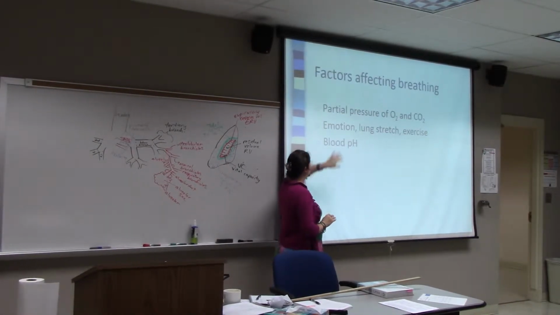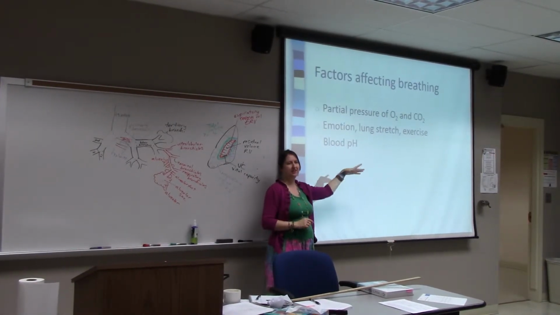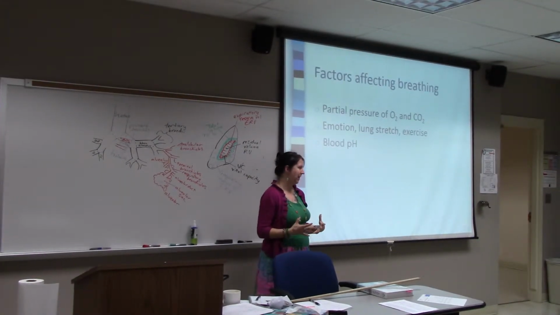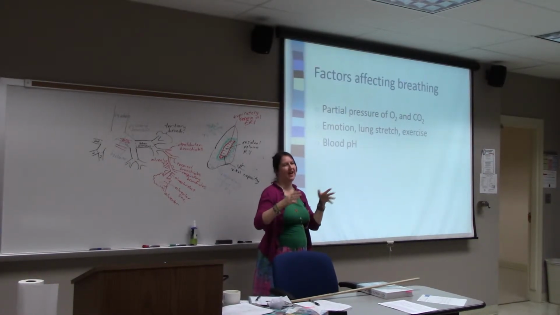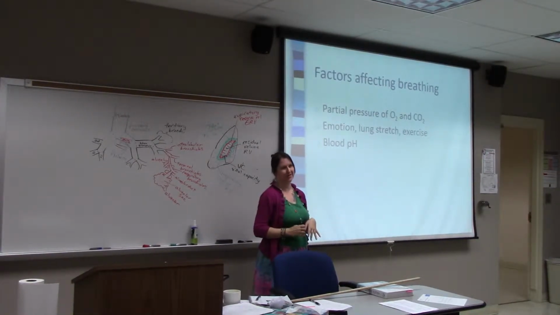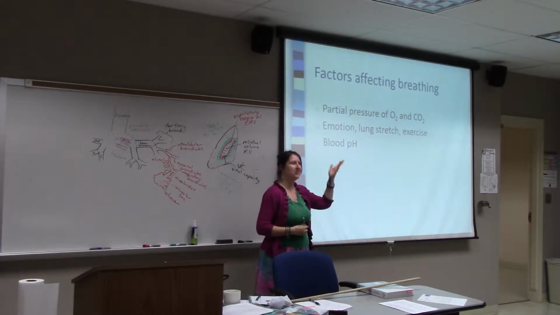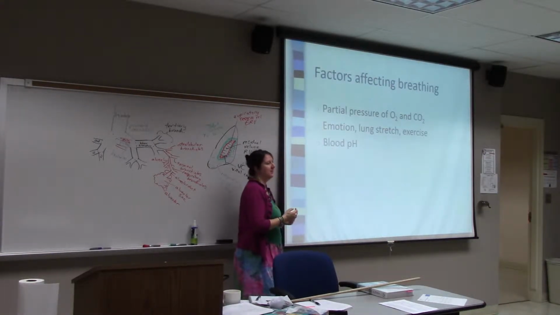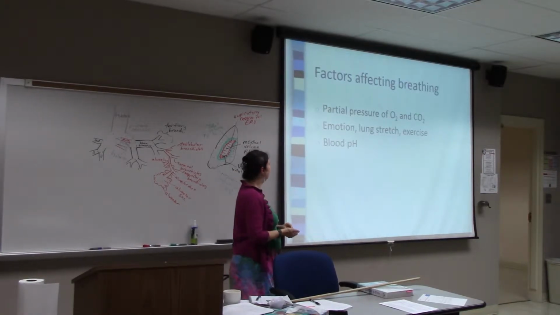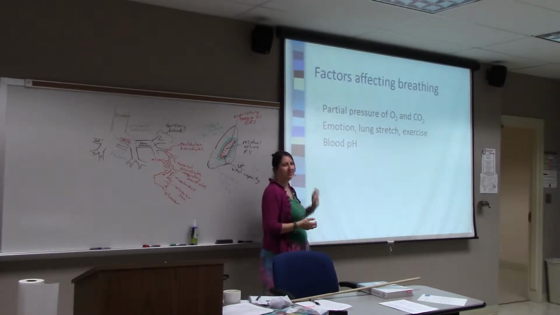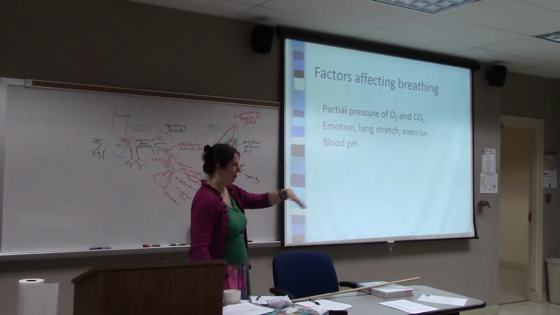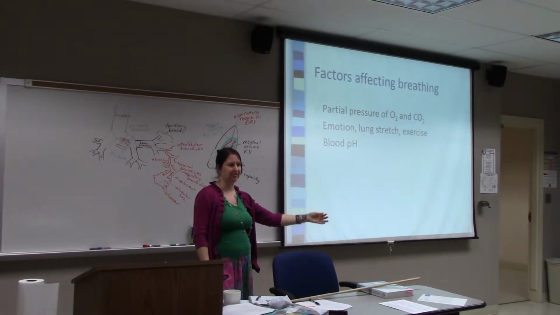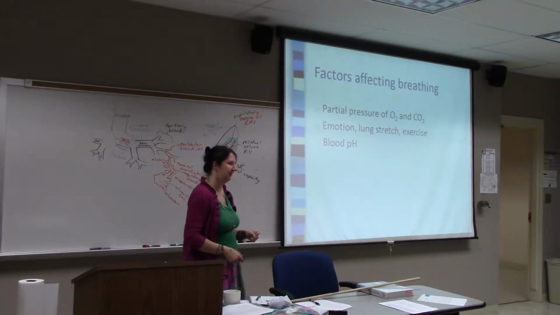Breathing is also affected by emotion and lung stretch. For example, if you're taking really deep breaths and stretching the lungs hard, the brainstem will want to switch you over to breathing faster instead and not put so much force on the lungs. Exercise, you need more oxygen, so you'll want to get more ventilation. And then blood pH is also a factor. By adjusting carbon dioxide excretion, you adjust blood pH.